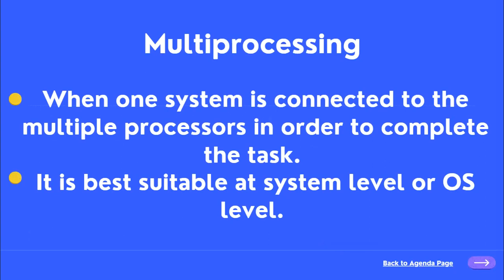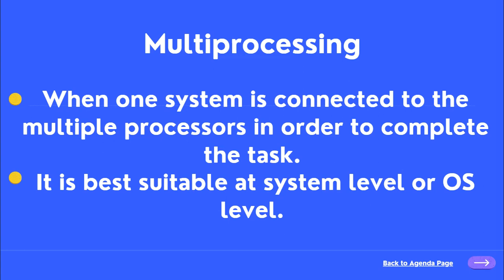You will not have any single doubt left on your side. You can see here, multiprocessing is when one system is connected to multiple processors in order to complete the task. For example, if you are doing heavy work, multiple CPUs will be required. Only then can you perform the single task. So inside multiprocessing, one system is connected to multiple processors in order to complete the task.